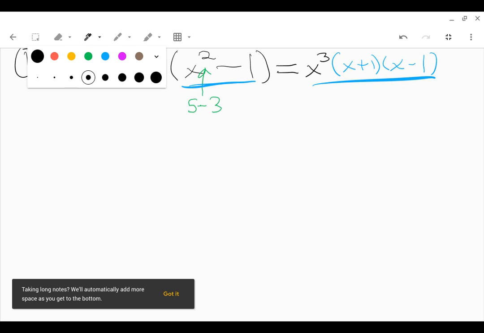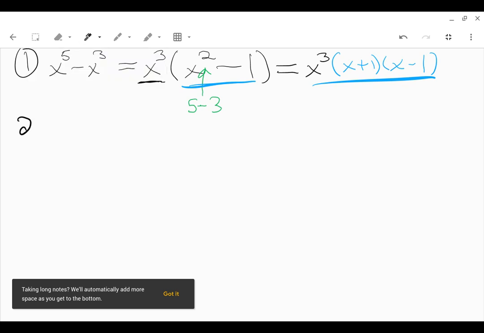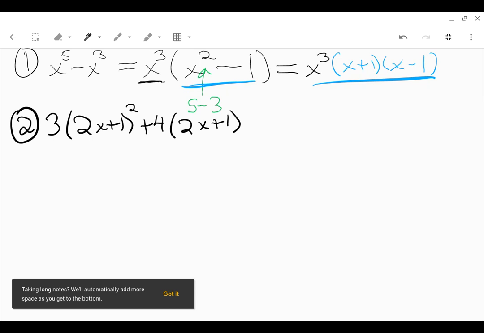Okay, so now maybe something a little more complicated. Let's say that we want to factor 3 times the quantity 2x plus 1 squared plus 4 times the quantity 2x plus 1 to the negative 3.